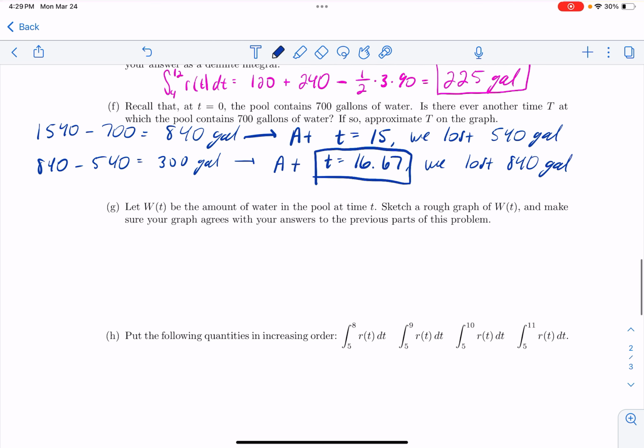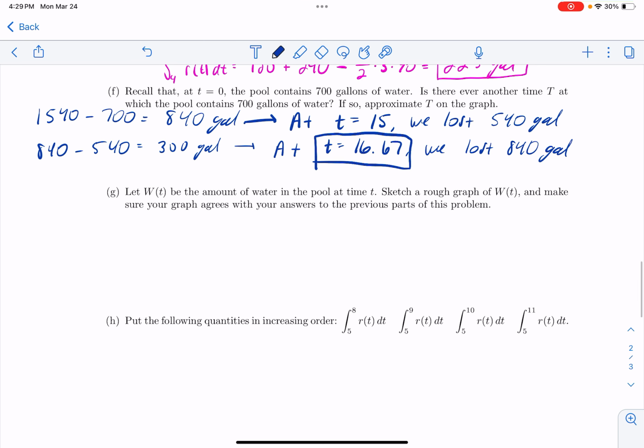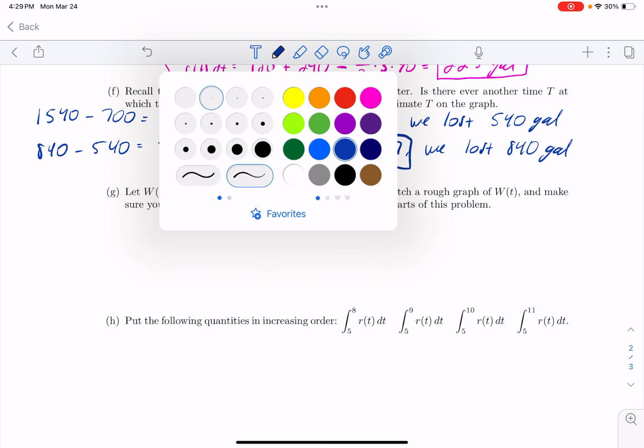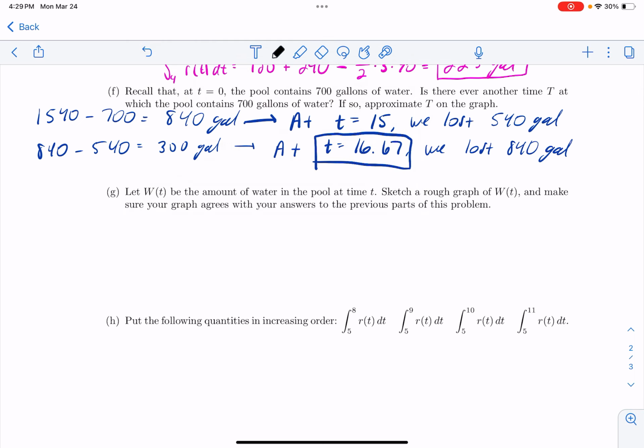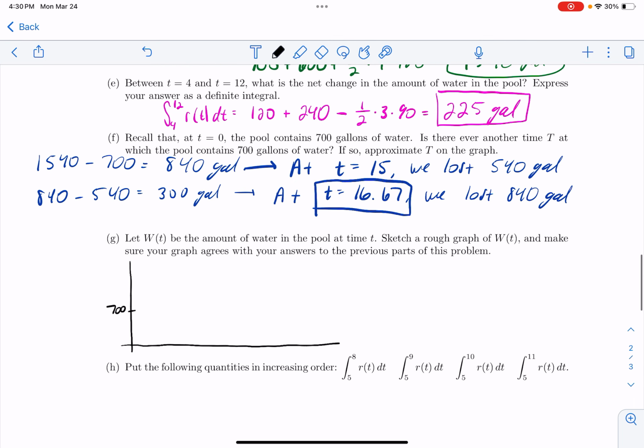All right, almost at the end here. This says, let W of t be the amount of water in the pool at time t. Sketch a rough graph of W of t and make sure that your graph agrees with your answers to the previous parts of this problem. Okay, so your graph, again, rough sketch. We know that at the beginning, we're at 700. We know that we max out at 1540, so that's going to be like up here.